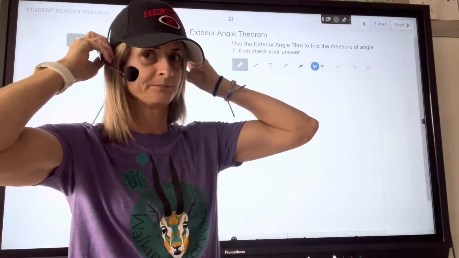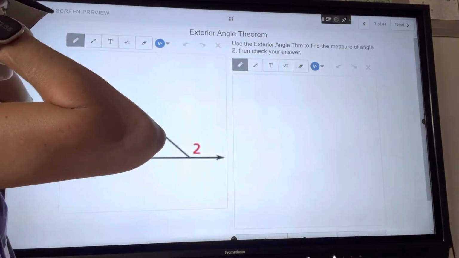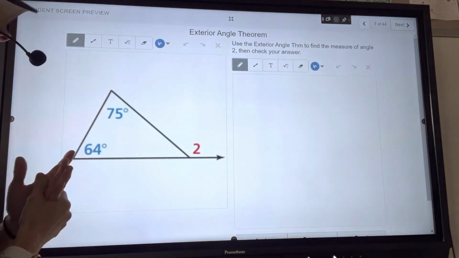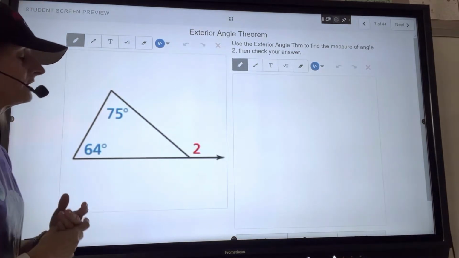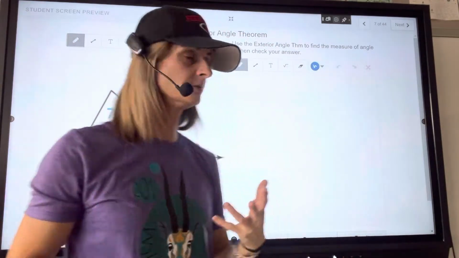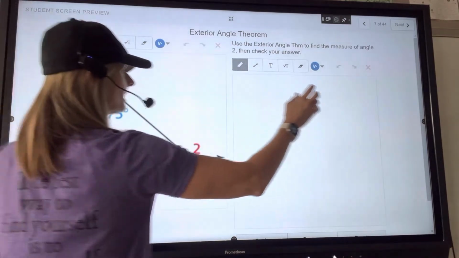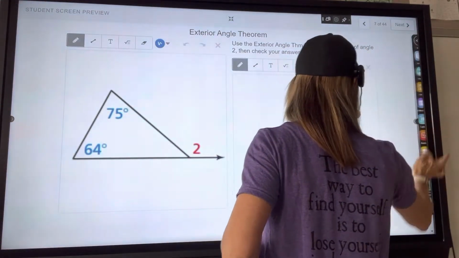Let's try that again. All right, and the question says, use the exterior angle theorem to find the measure of angle 2, and then check your answer. I want to show you why this theorem works the way it does. You don't have to do this every time, but just so you have an idea about where it's coming from.